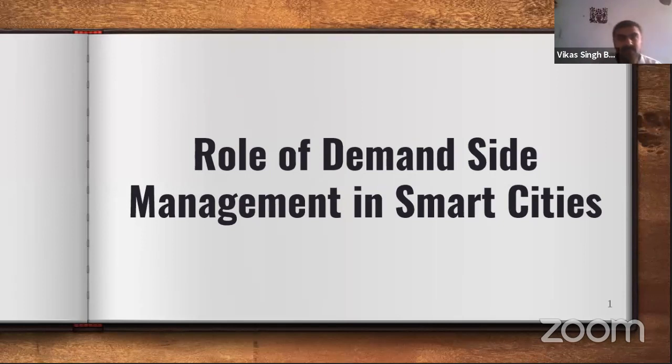The topic of the talk is role of demand side management in smart cities. As the topic of this FDP is energy management in smart cities, I thought about how an electrical engineer can contribute in smart cities. Demand side management is one of the parts of that, so I thought this topic will be suitable for this FDP.